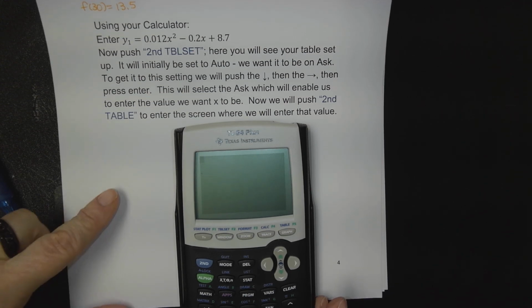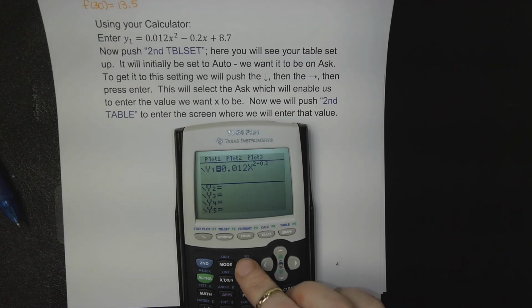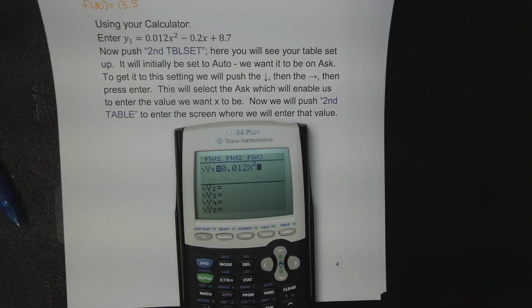Hold on a second. Okay, so first thing we're going to do is hit y equals, and we're going to enter our function. So 0.012 x squared. I'll slow down. Minus 0.2 x plus 8.7. Don't do what I just did. Do not leave it up in the exponent line. That's terrible. Okay, so now we have all of that in there.